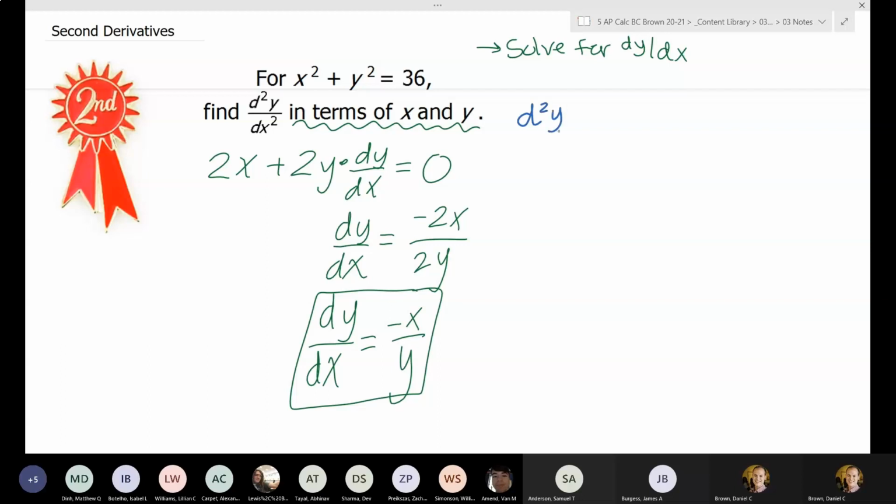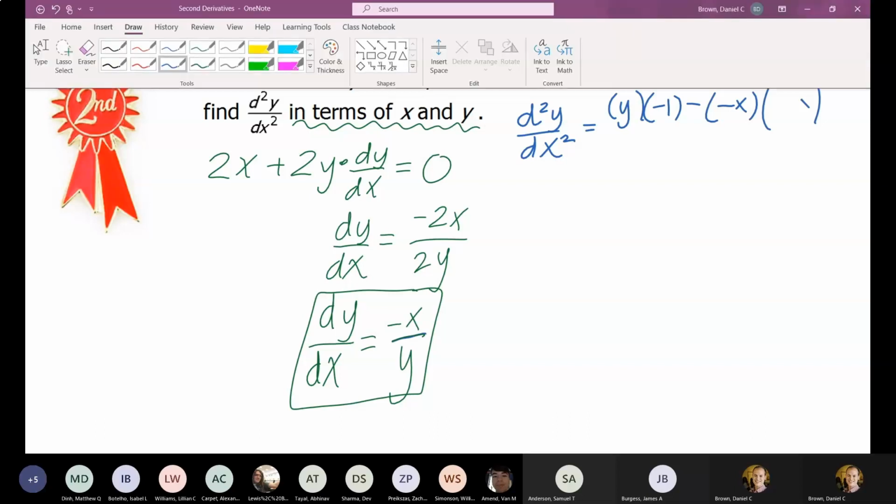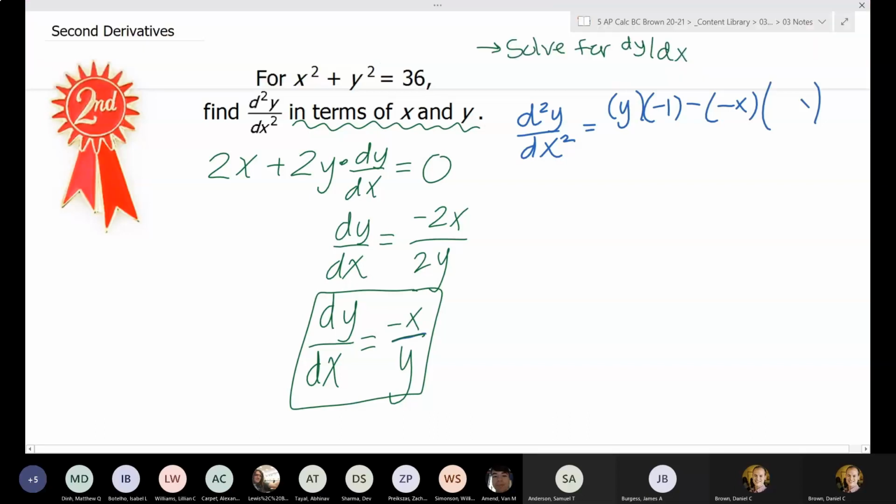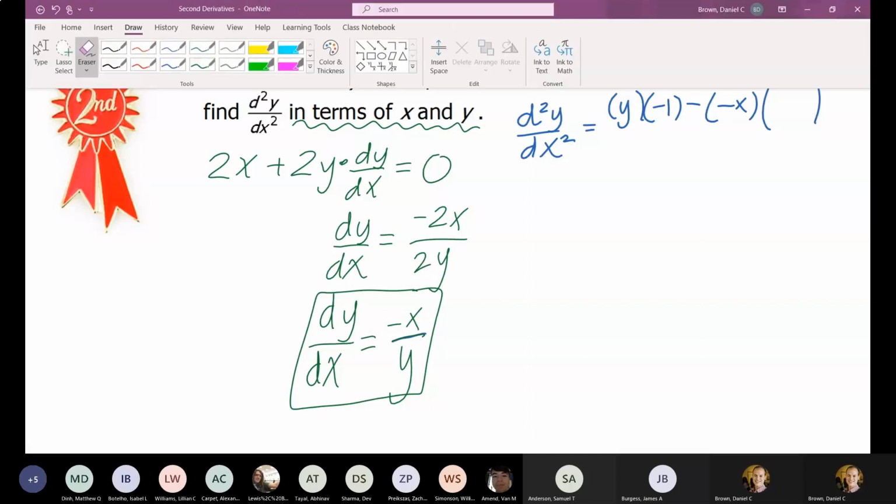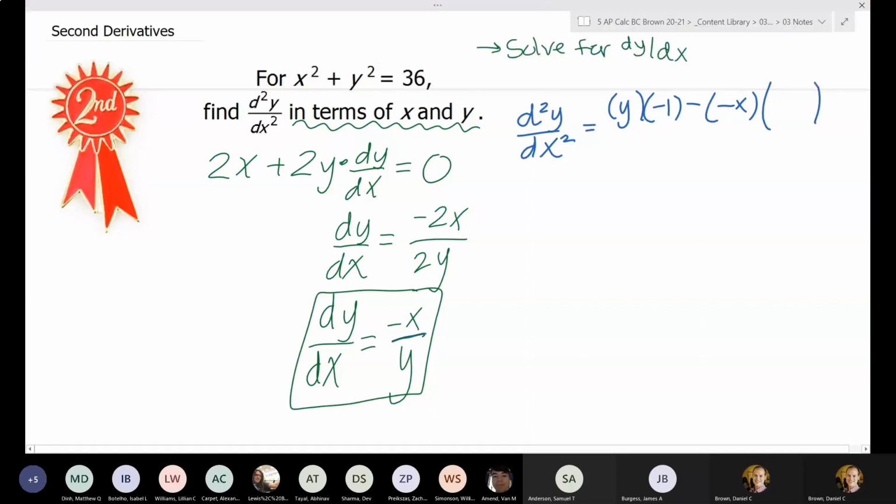So my second derivative, I see this as a fraction, so I'm going to have to use the quotient rule. So I have low d high less high d low, and here's where the implicit comes in. The derivative of the bottom is going to be the derivative of y. The derivative of y is 1, and then we have dy dx after it. So low d high less high d low. Draw our line, and down below the bottom squared will go.